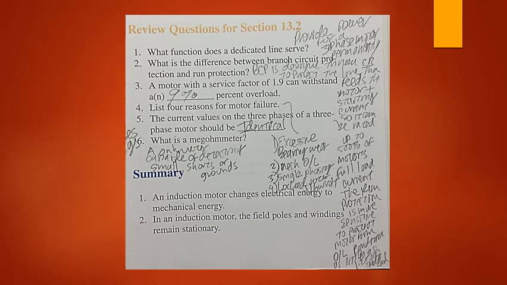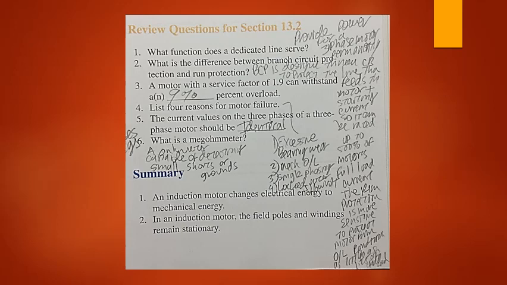Question 5. The current values of the 3 phases of a 3-phase motor should be, fill in the blank, identical. There should be no voltage difference between any of the phases, or very little if any, and that is because there shouldn't be a voltage drop or a potential difference between the phases. Question 6. What is a megohmmeter? It is an ohm meter capable of detecting small shorts or grounds, again, that uses a much higher voltage than your common ohm meter.